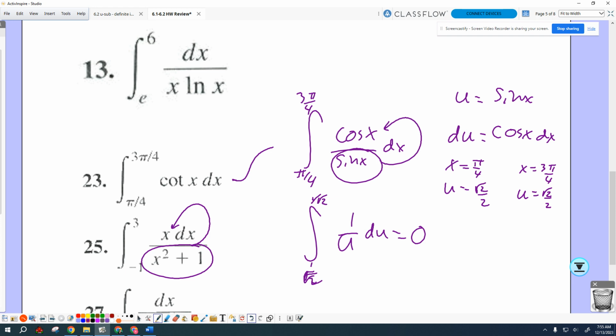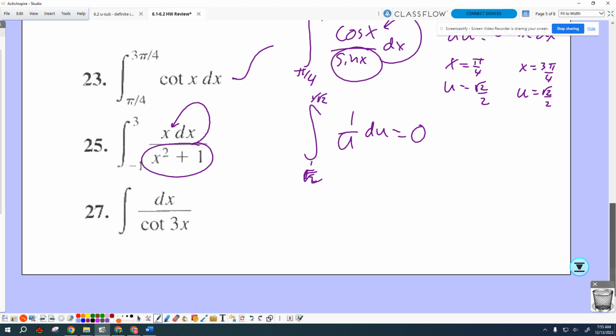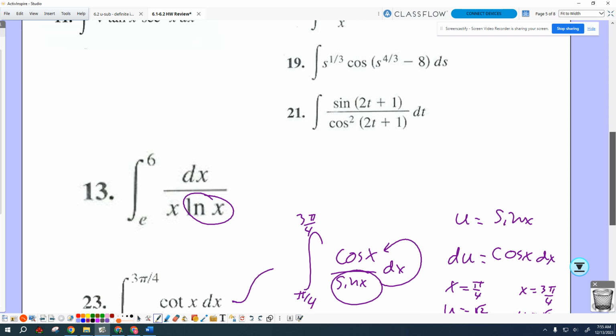This one was hard. Sasha said you find a u, then you divide by the derivative of u, and then you use the integral of that. We're not exactly dividing by the derivative of u. We're translating everything.